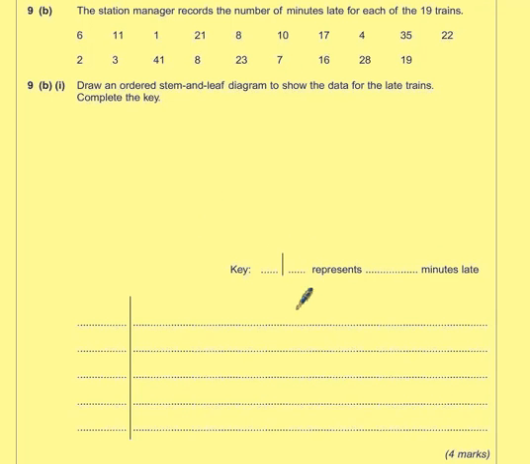So if I pick one of the values there, if I pick 2 and 3, that 2 and 3 here represents 23 minutes late. That's worth 1 mark just for drawing in the key. Now I'm going to draw first an unordered stem and leaf diagram for the data that's shown, and then we need to order it because it says draw an ordered one, so we'll draw our ordered one down underneath.